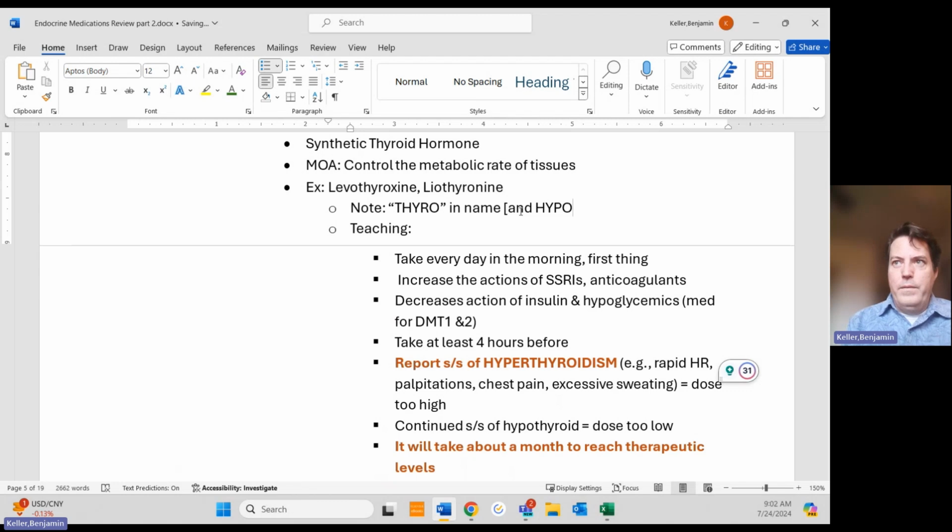And hypo. Thinking about levothyroxine for treating low thyroid.